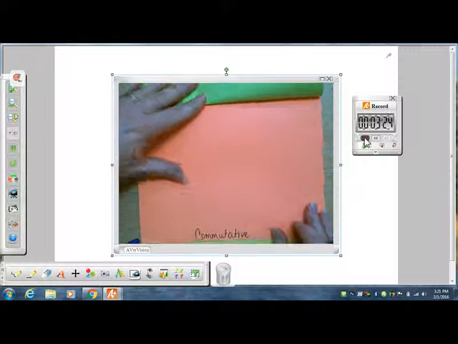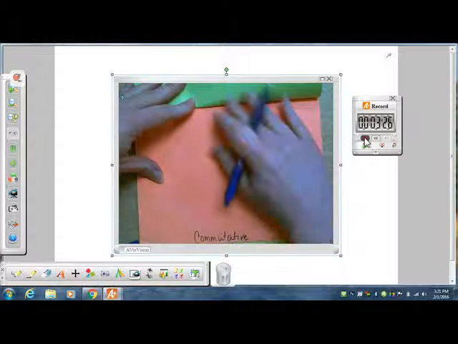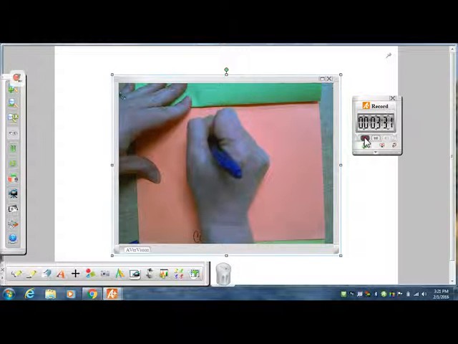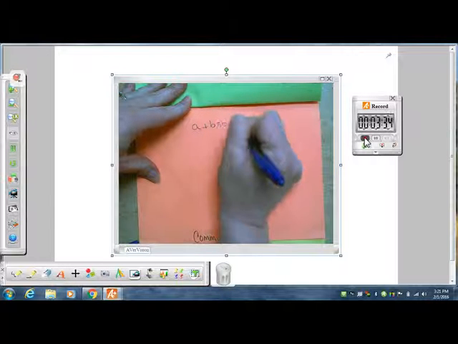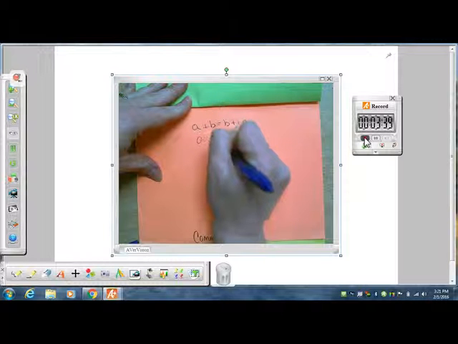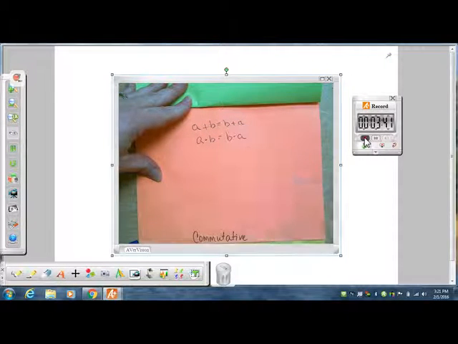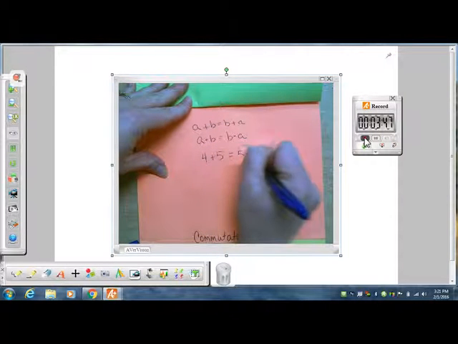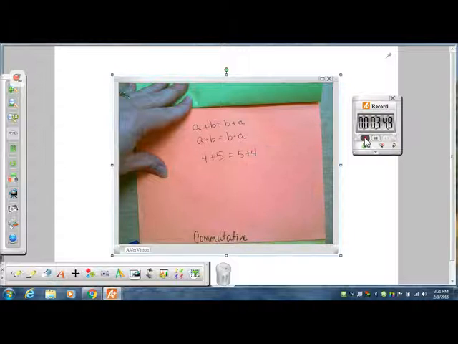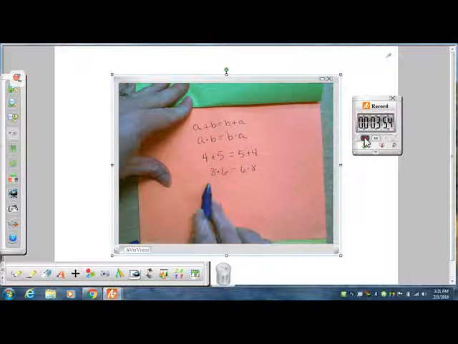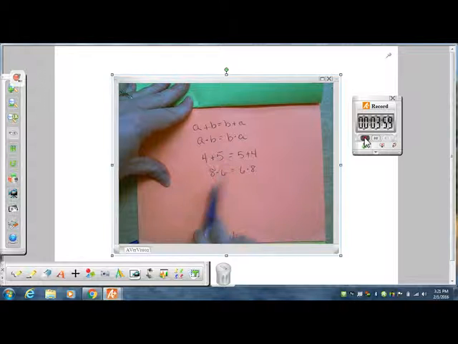The commutative property says that we can commute or move our numbers for adding and subtracting. So commutative, a plus b equals b plus a. Okay? Or a times b equals b times a. And we learned that a long time ago. 4 plus 5 is the same thing as 5 plus 4. Okay? 8 times 6 is the same thing as 6 times 8. They both are equivalent to each other. They equal the same thing. Okay, we have 9 and 9, 48 and 48.